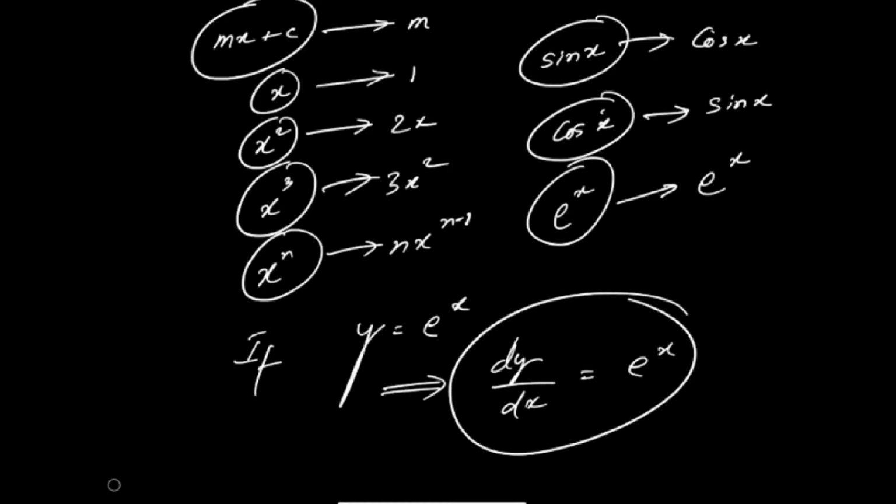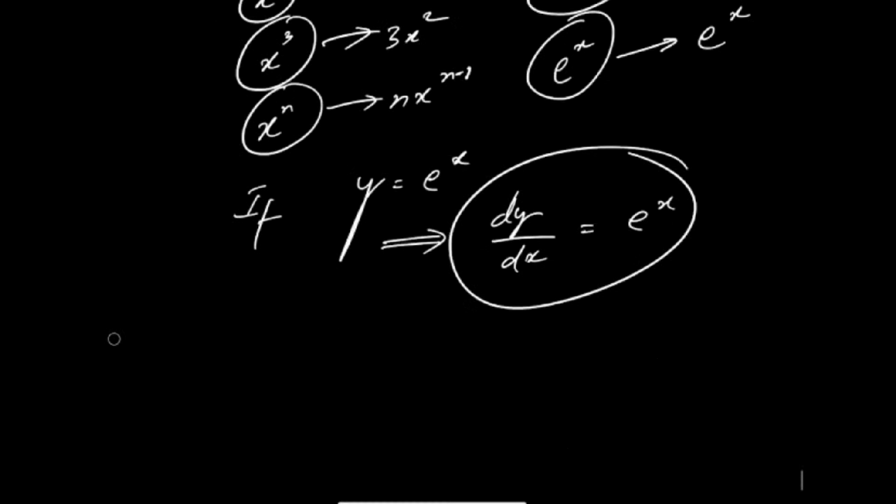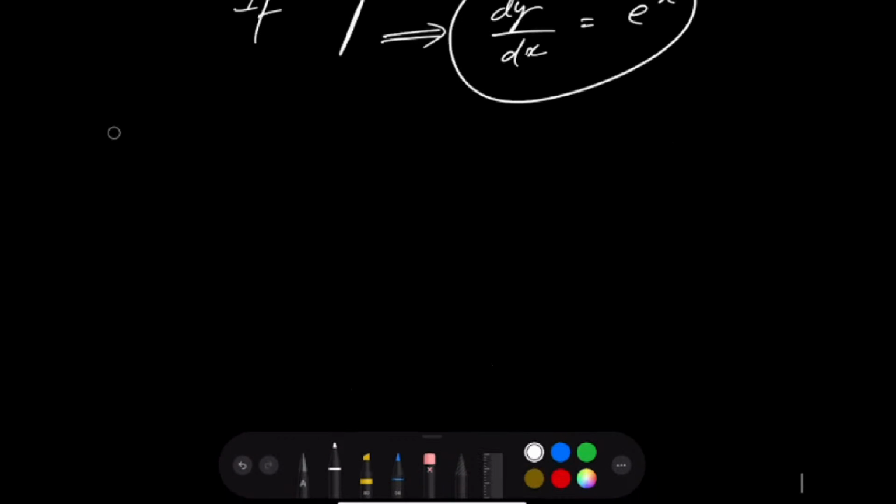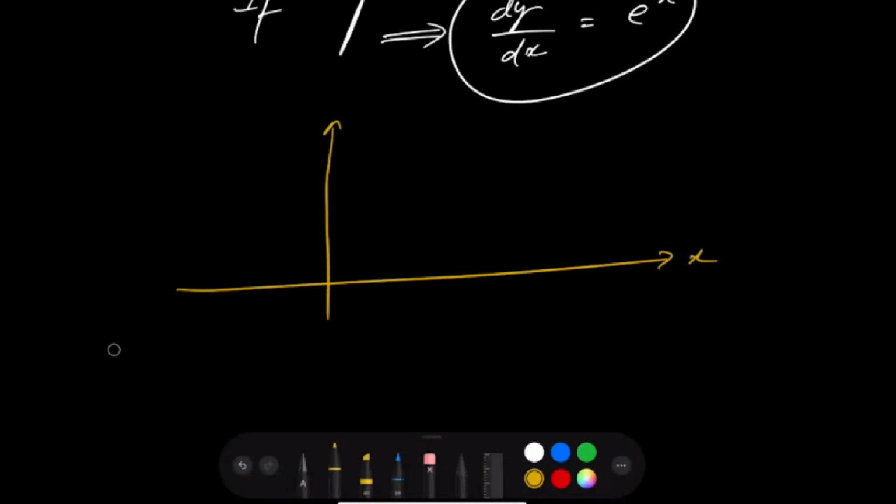It will have positive slope only, because e power x can only be positive for any value of x. Whether x is negative or positive, e power x is always positive. Okay. So let me draw the graph of e power x just for understanding how the sketch of e power x looks. So this is x, this is y equals to e power x. Let me draw the graph. The graph of e power x looks something like this.